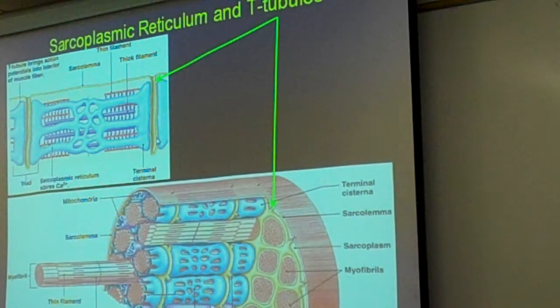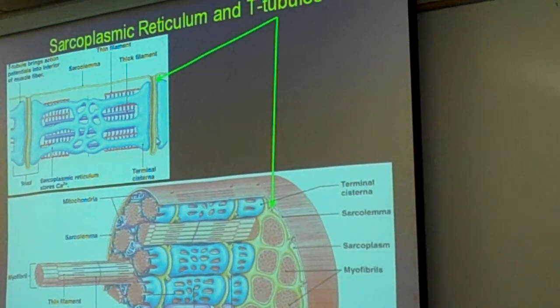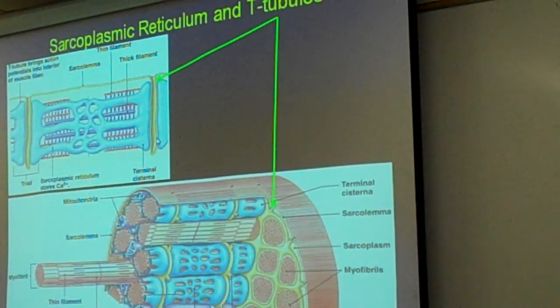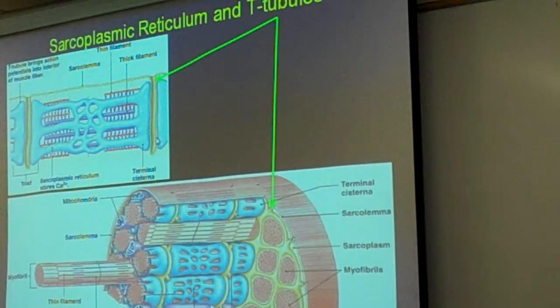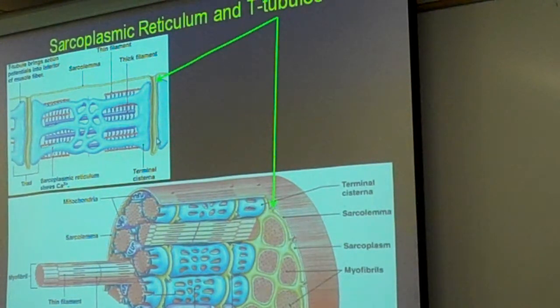So the Z lines move closer together as they are pulled towards the M line. As that occurs, the width of the H zone decreases. The width of the I band decreases. However, the A band always stays the same. Sliding occurs in every sarcomere along the myofibril and in every myofibril within a myofiber.